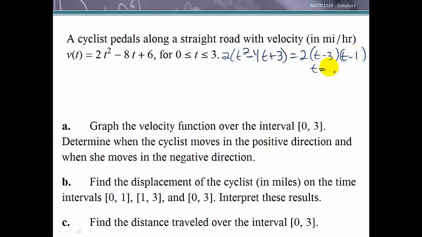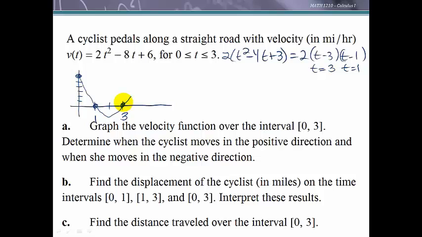So we have x-intercepts at 3 and 1. If we were graphing this, it says to do this between 0 and 3. At 0, we can easily put 0 in this function and see we are at 6. And then we know the intercepts are 1 and 3. So this graph would be a parabola that does something like this. And we are interested in the values between 0 and 3.